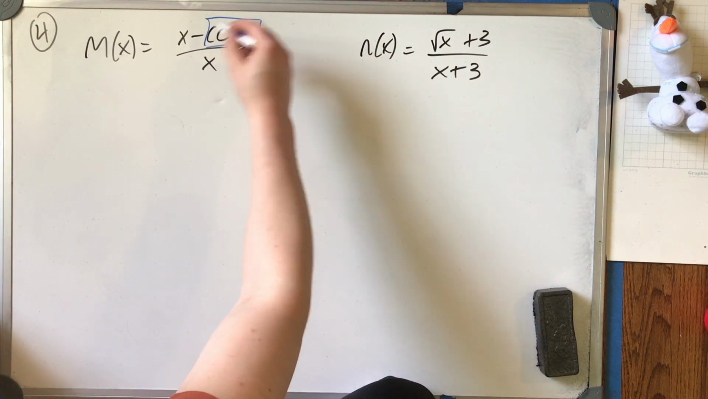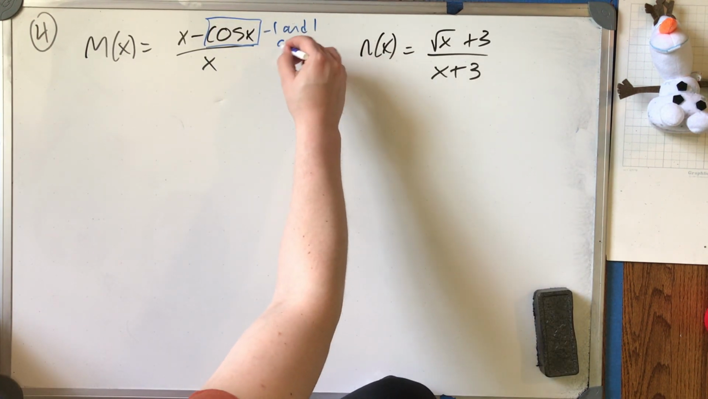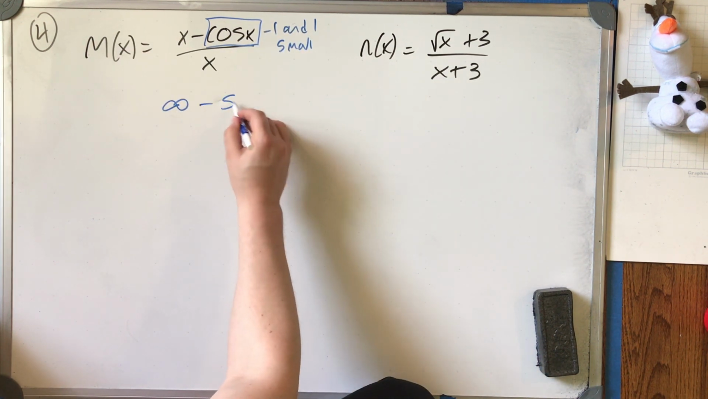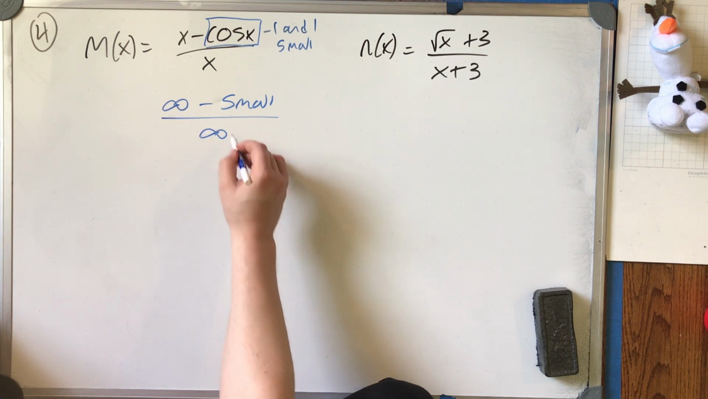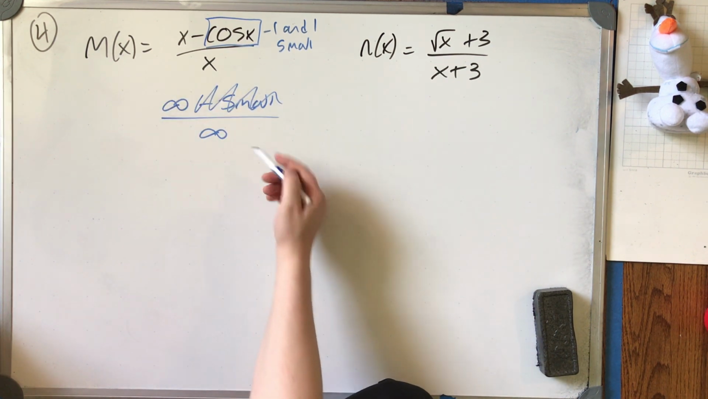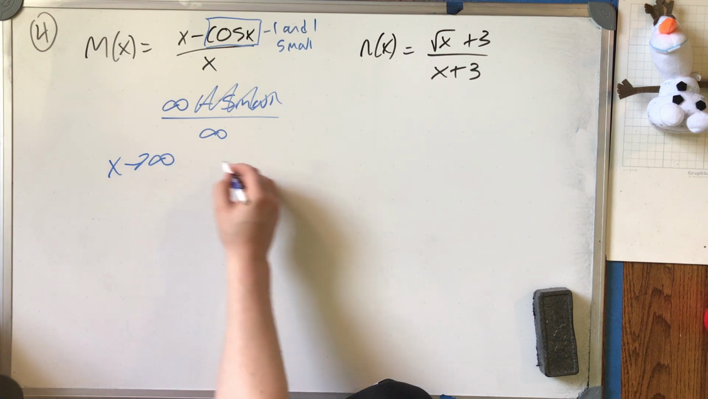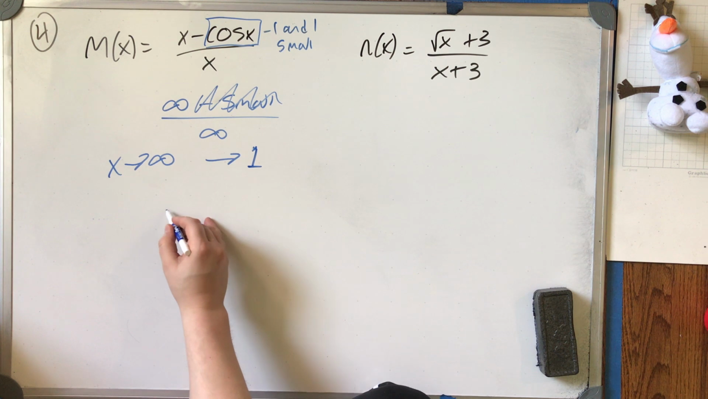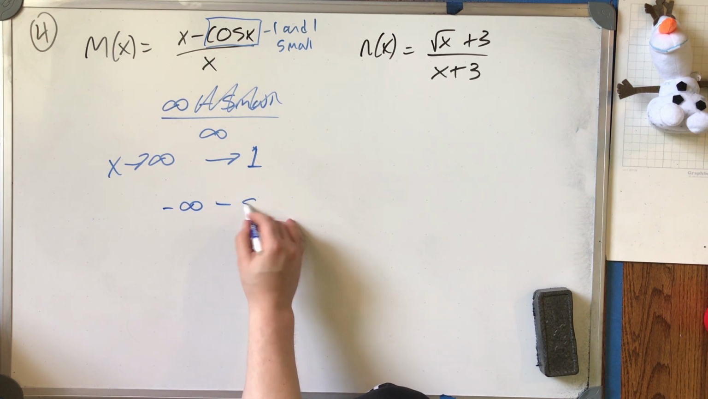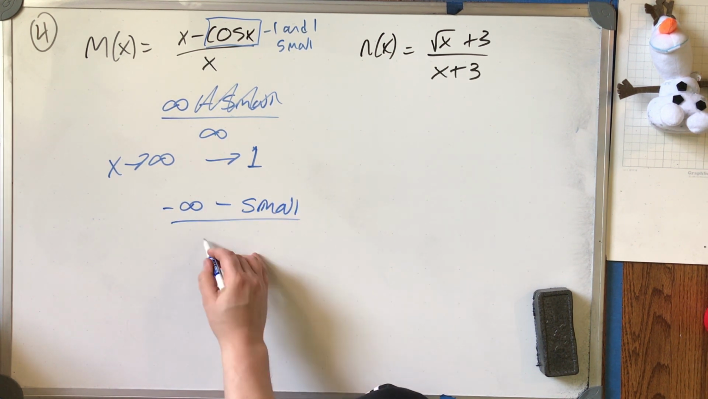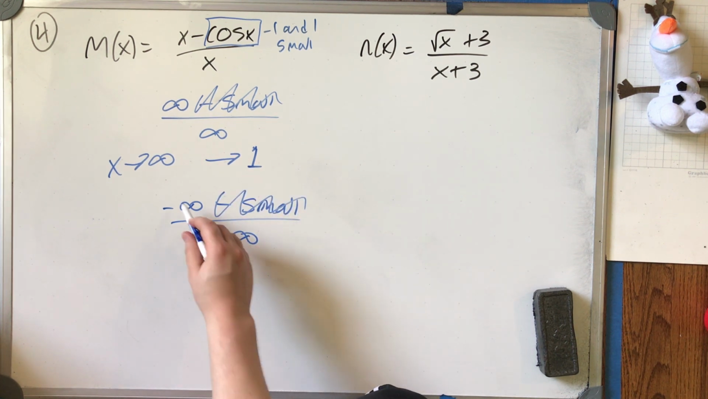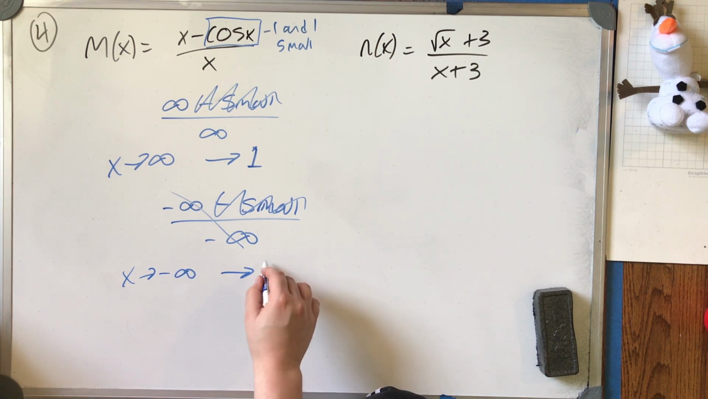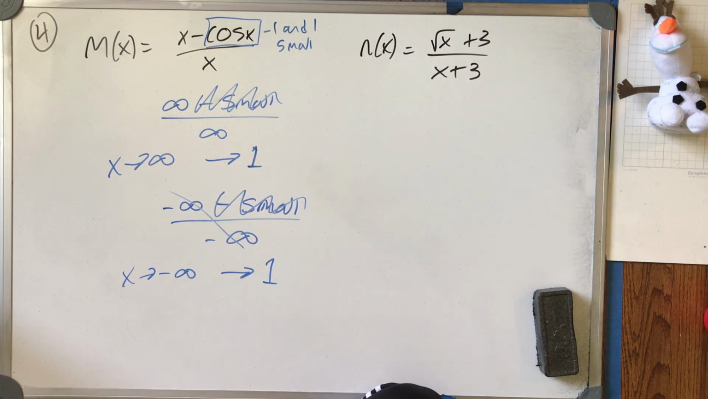All right, so again, cosine, it's going to be between -1 and 1, aka it's always small. So when I plug in infinity, so let's do positive infinity, I'm basically doing infinity minus a small number over infinity, so I can ignore that, and I get infinity over infinity. So as x goes towards infinity, this limit is going to be approaching 1. Same thing happens when I plug in negative infinity. I'll get negative infinity minus a small number over negative infinity. Small number can be ignored. These are the same, so they cancel out. So as x approaches negative infinity, the limit is still approaching positive 1.